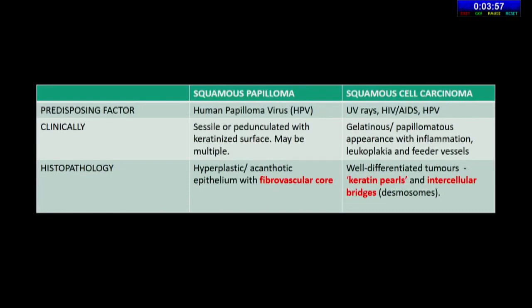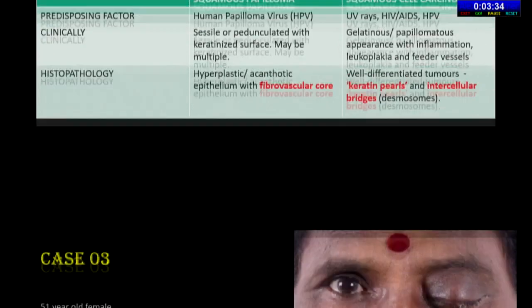A squamous cell papilloma is caused by human papilloma virus, and it appears as a sessile or pedunculated mass with a fibrovascular core and hyperplastic epithelium, whereas squamous cell carcinoma is most commonly caused by UV radiation, HIV and AIDS, and can also be caused by HPV. As I said, these patients have a gelatinous or papillomatous appearance with inflammation and leukoplakia.